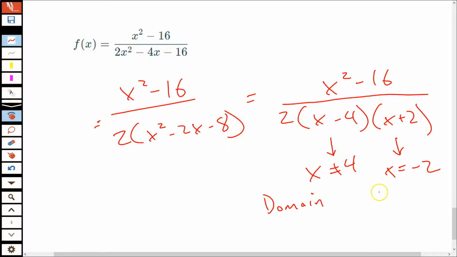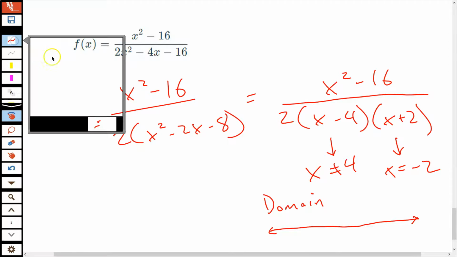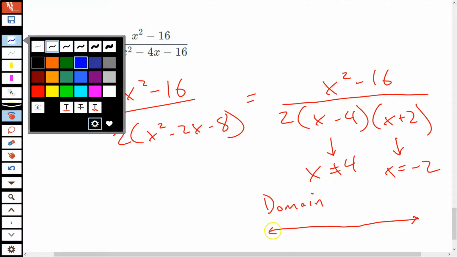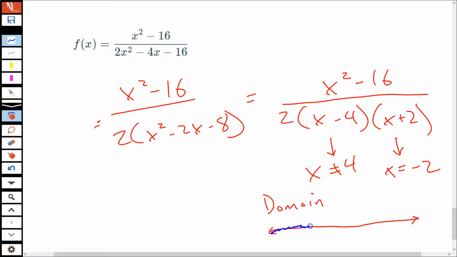And here's where that interval notation is pretty useful. So I'm going to say my domain, imagine a number line, right? So imagine this is my x-axis, is everything to the left of 4, or we'll go left to right, everything to the left of negative 2, right? And then everything between negative 2 and 4, and then everything else. So this is backwards. This is negative 2. This is 4. And my domain is everything else.